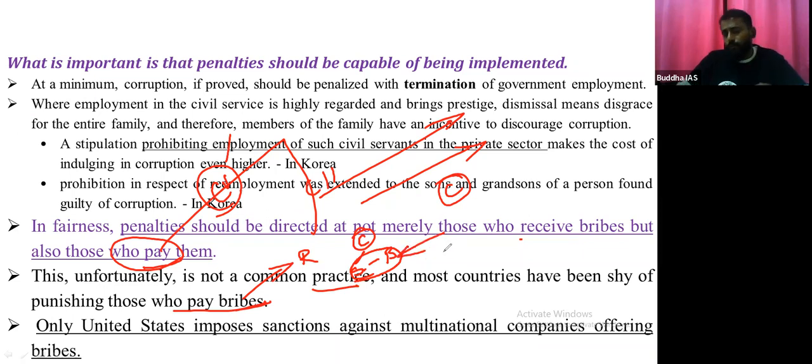But when we go to Western countries where the concept of democracy, everything came very long before, their coercive corruption is less. Only United States imposes sanction against multinational companies offering bribe. So this also you can take a very important example.